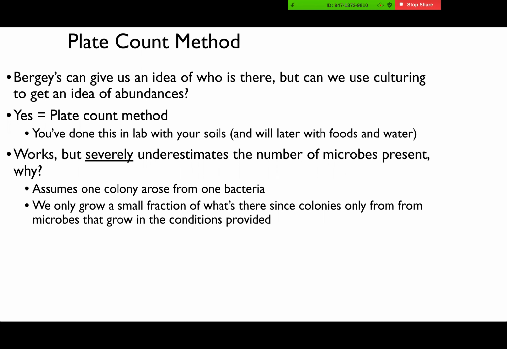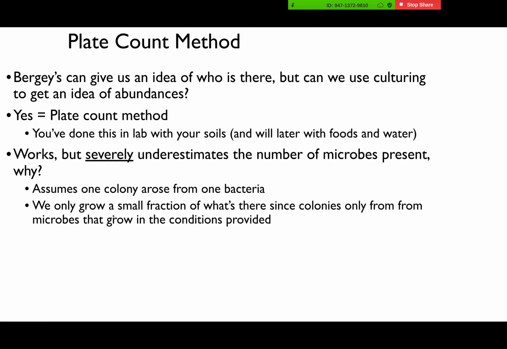And so one of the more important things we're going to think about is what we call the plate count method. We can grow a microbe on a plate and identify it with metabolic tests, but we want to know if we can use culturing to get an idea of microbial abundance. The way we do this is by the plate count method. But the interesting thing here is that it does severely underestimate the number of microbes present. Because the plate count method makes the assumption that one colony of a microscopic organism that you see on a petri dish is a result of one bacteria landing on that specific spot and growing exponentially to produce that colony. So that's one way we underestimate it, because sometimes there's multiple organisms that land and make a single colony.